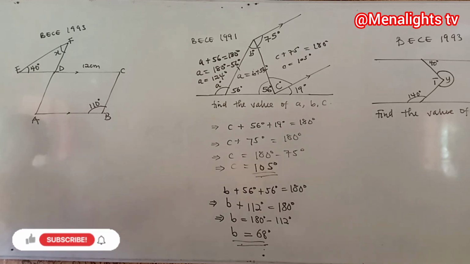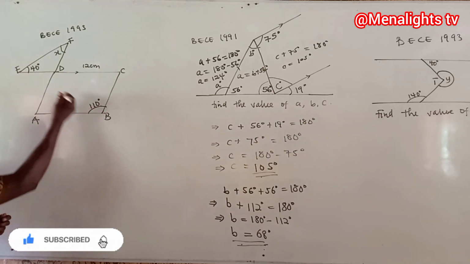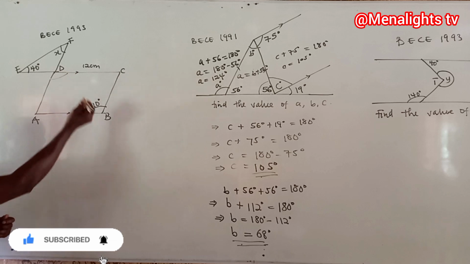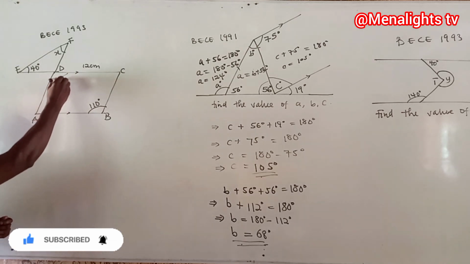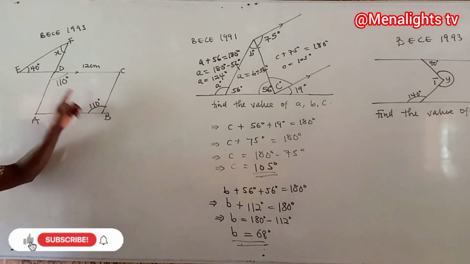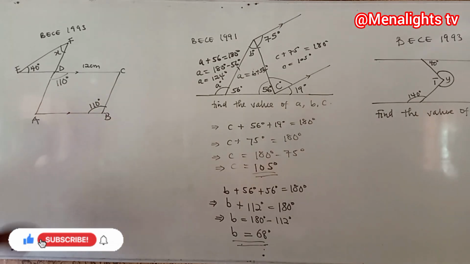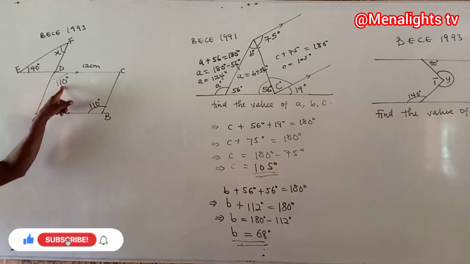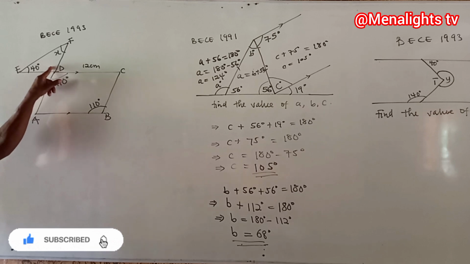Now, in a parallelogram, opposite interior angles are the same, which means the angle at B is the same as the angle at D here. That means this place is also 110 degrees. So opposite interior angles are what? The same. So if this side is 110 degrees, then what will be the value of the angle here?